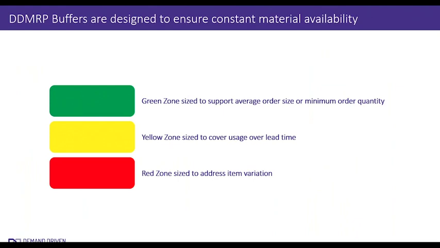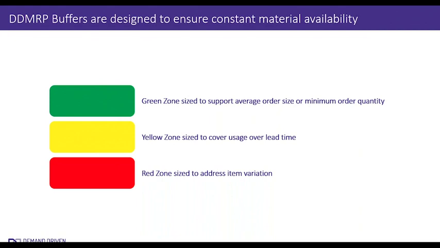We have these three zones, and you're going to see these a lot in the demo, so I'll explain them here. We have our red zone at the bottom. This is sized to address item variation. This is similar to a safety stock, but it's designed to be consumed. On top of that, we'll have a yellow zone. This is sized to cover usage over one lead time. So if we're using 10 units per day and our lead time is 15 days, our yellow zone will be 150 units. That's stacked on top of the red zone.